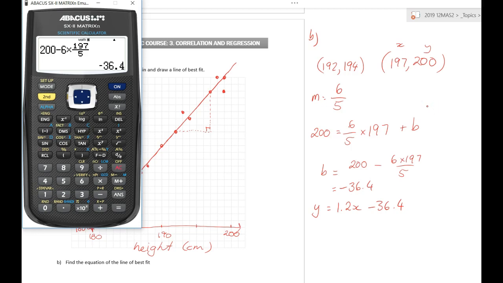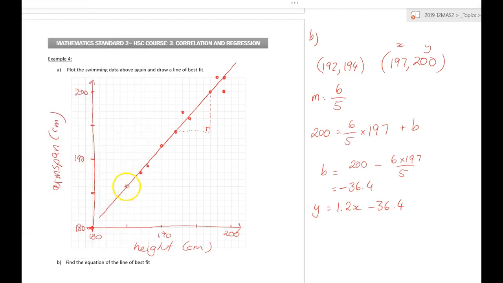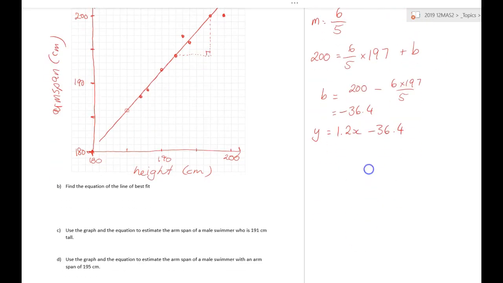So what happens if, now I've got two calculators, here we go. Let's do 1.2 times 185 minus 36.4 equals 185.6. Not too bad. That would suggest that probably it should be more like down here, which goes to show that you can't draw these things and read them perfectly. But it's a reasonable sort of estimate.